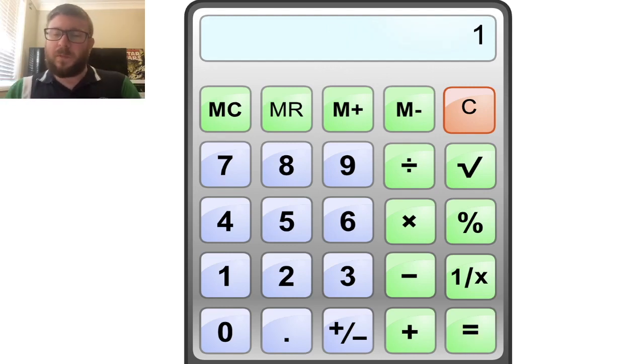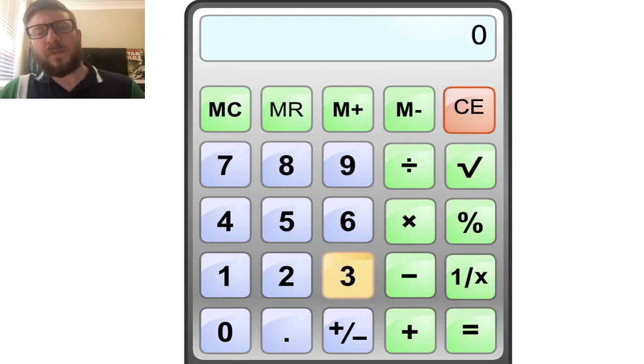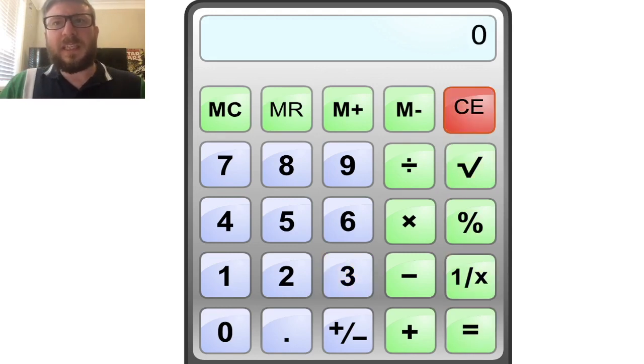So what we're going to do is we're going to do some algorithms using the times and the divide. What's really important to remember, girls and boys, is if you're doing an equation in the calculator, the first thing, you just saw me do it, is to clear.